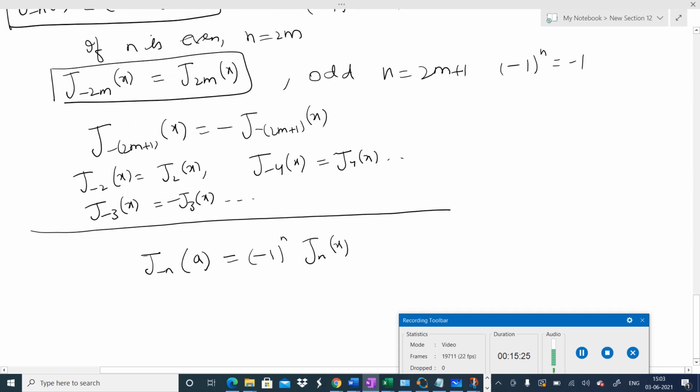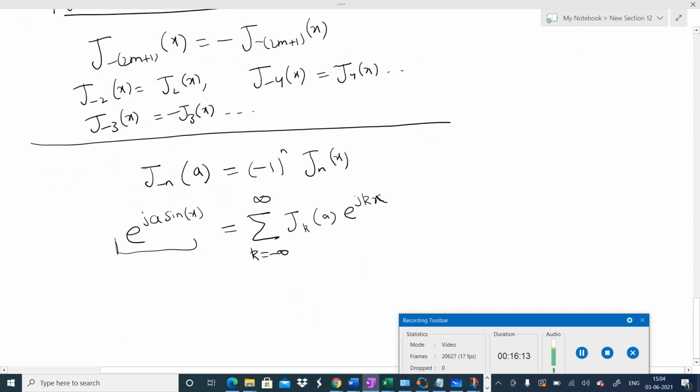Now if you recall, these Bessel functions form the coefficients of this series also, so that e to the power j a sin x is equal to summation k equal to minus infinity to infinity jk of a e to the power jkx. To verify this series, I mean everything needs a proof. You can easily do that by using the series expansion of Bessel function, which I wrote, and the power series expansion of the exponential function. Okay, so this can be verified. It can be proved also. So we will not do that, but it is easily verifiable.